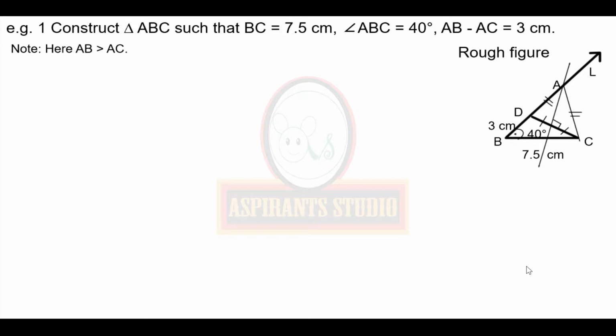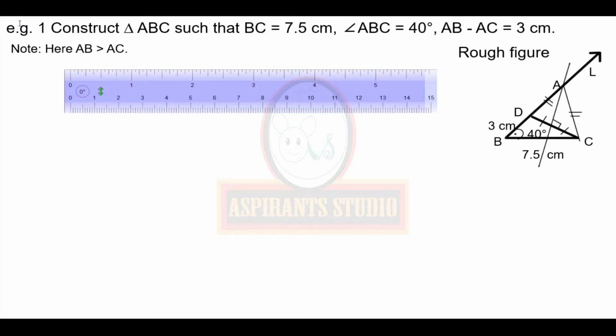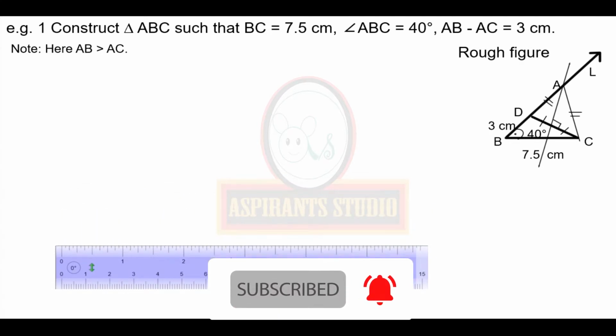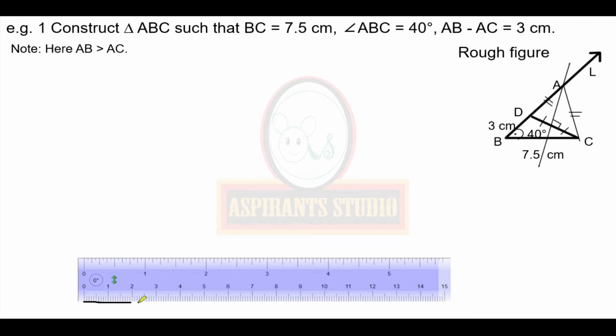Because BC was already the base, we were searching for the point A. We got it now. Mark that point as A and just join A and C. Now we got triangle ABC, the required triangle. So for that now we are seeing how to draw the fair figure. Take the ruler. Draw segment BC of length 7.5 centimeters.